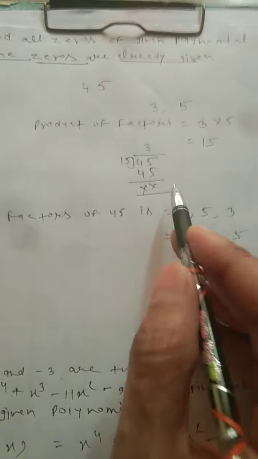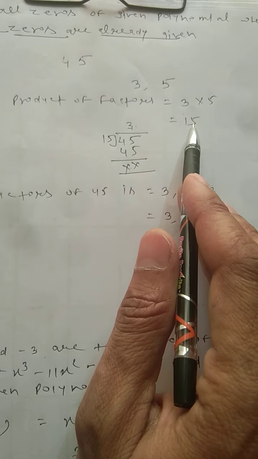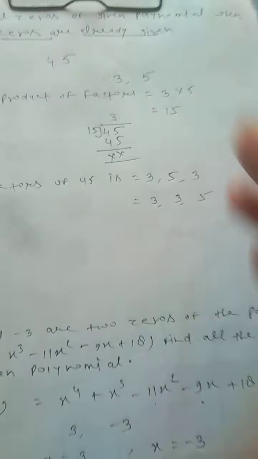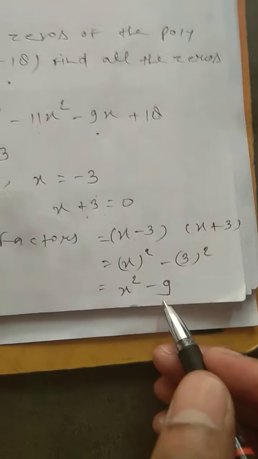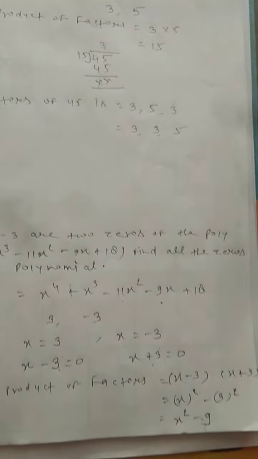After getting the product, what did I do? After getting the product, we have to divide the given number by this product. So the same thing here: after getting this product of factors, we will divide the given polynomial by this factor. How? Let's see.